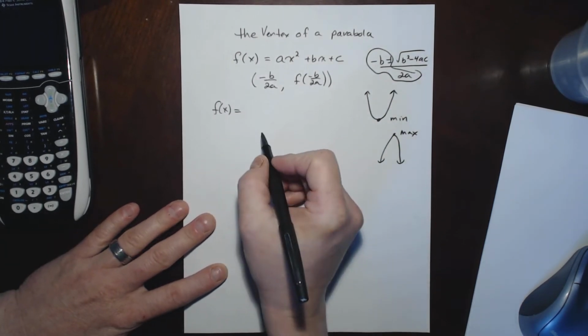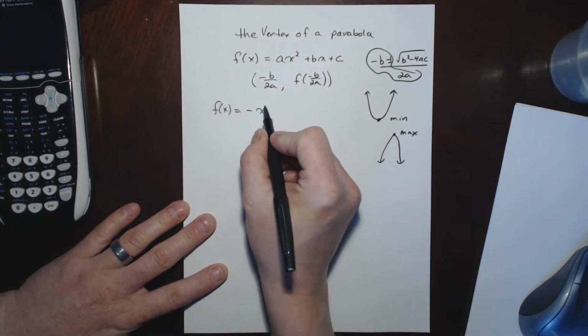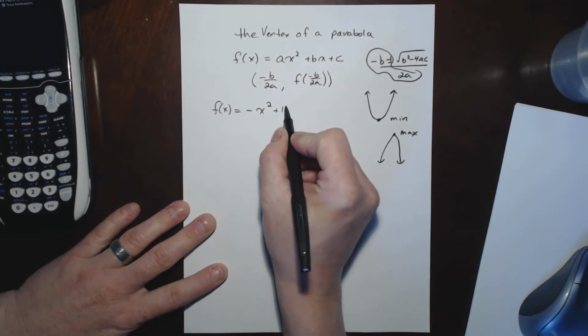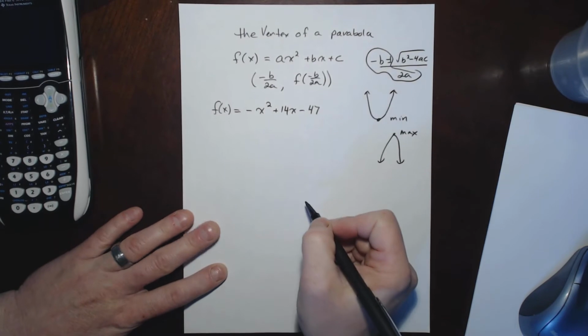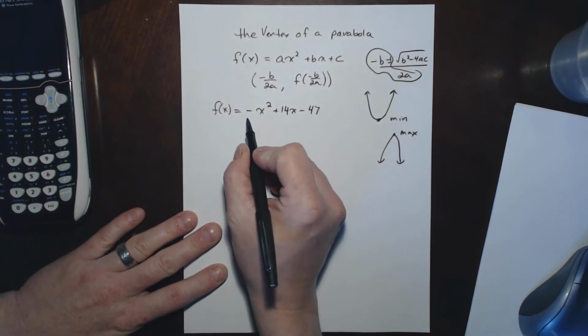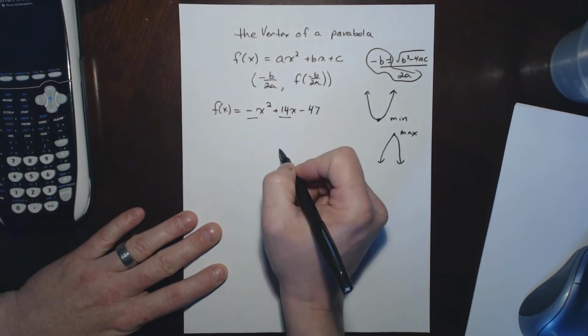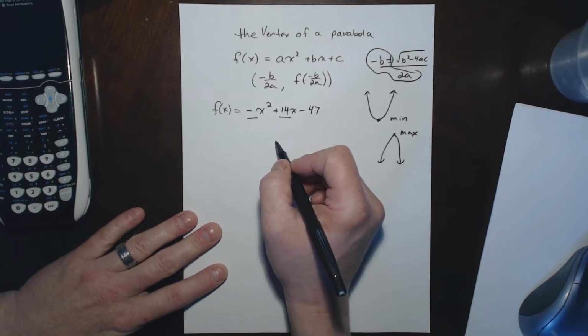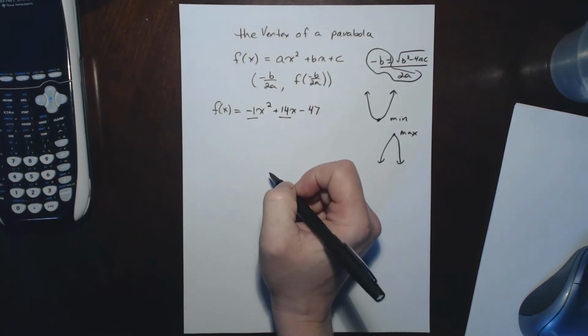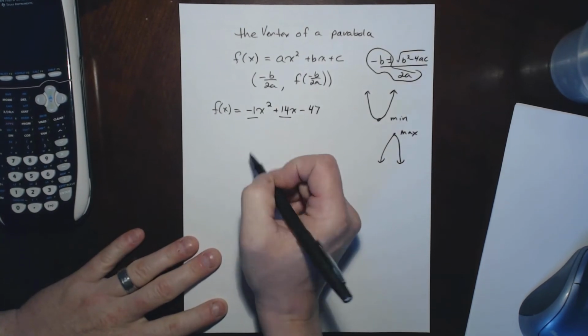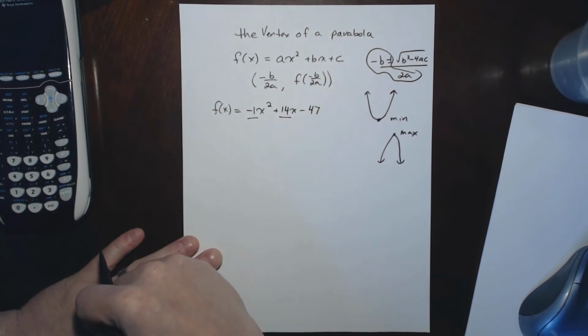Let's say that we have f of x is equal to minus x squared plus 14x minus 47. I can identify a and b from my quadratic function. And a is going to be minus 1 and b is going to be 14. I can go put a 1 in there. It makes no difference to the value of the equation.